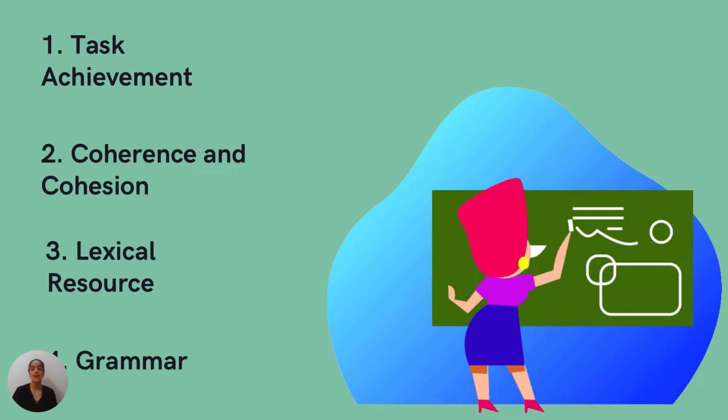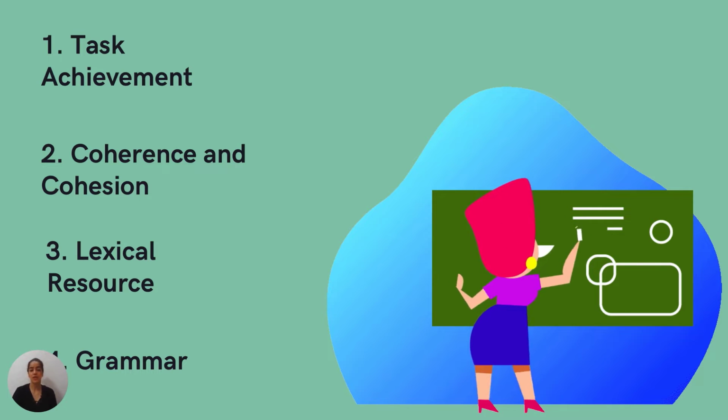There are 4 elements which are very important in your score. To be honest with you, your score is going to be divided into 4 parts, and we are going to talk about each of them in detail. So let's see. The first one is about task achievement.